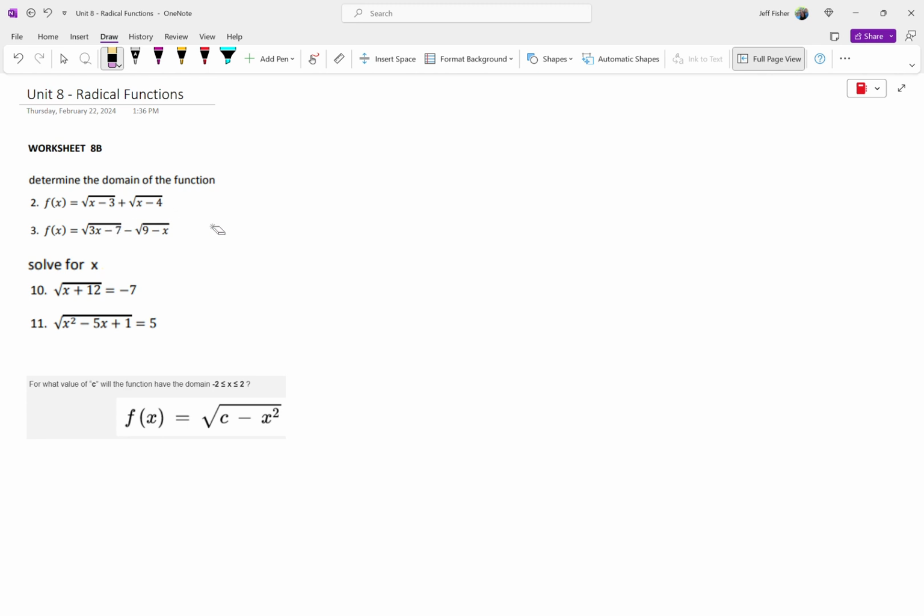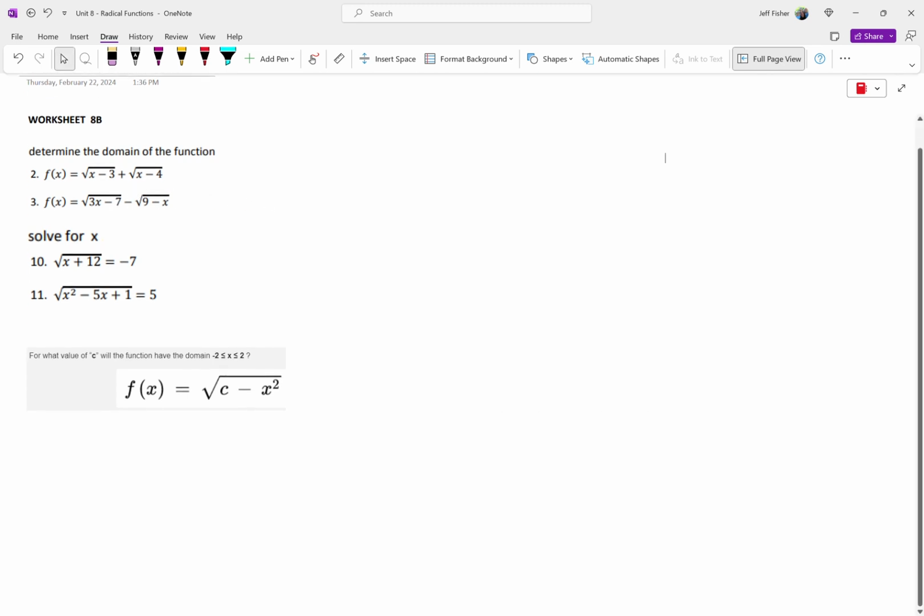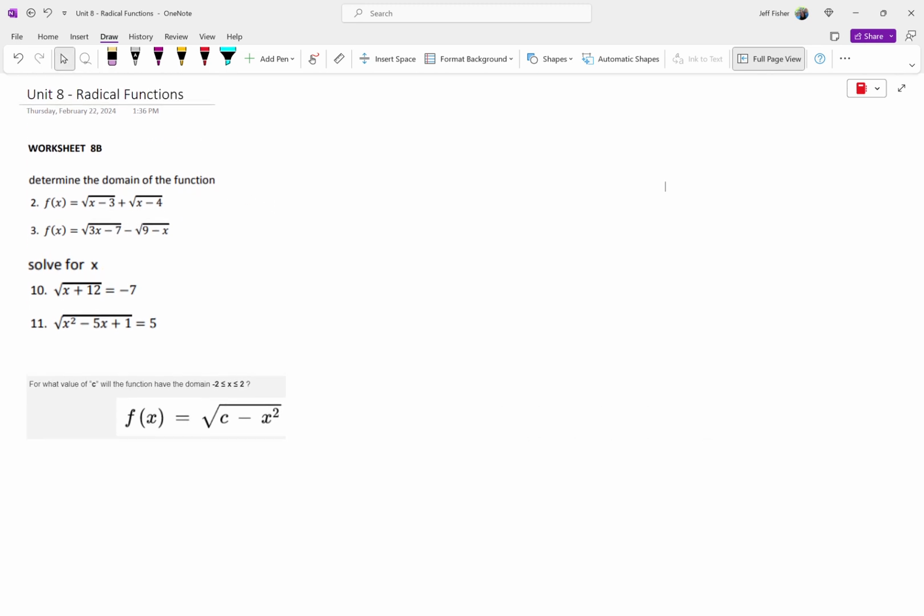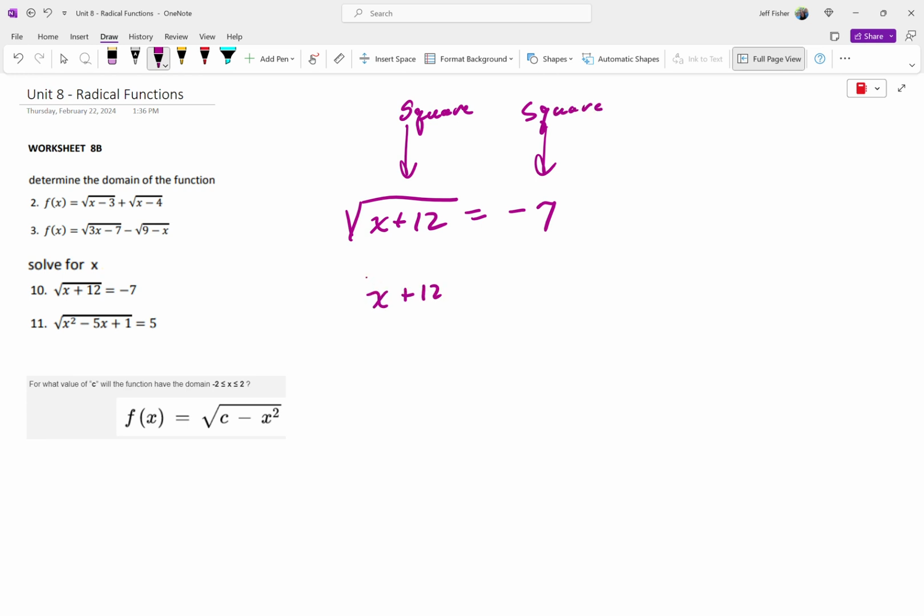So now that we've looked at how to figure out the domains, let's see how we solve some of these radical equations. We've got this first radical equation, which is the square root of x plus 12 equals -7. When we solve radical equations, the idea is to square both sides to get rid of the radical. Pretty straightforward, right? Because this is nothing more than x plus 12 to the 1/2 power. If we take it to the second power, then we have x plus 12 to the 1 power, which is just x plus 12.